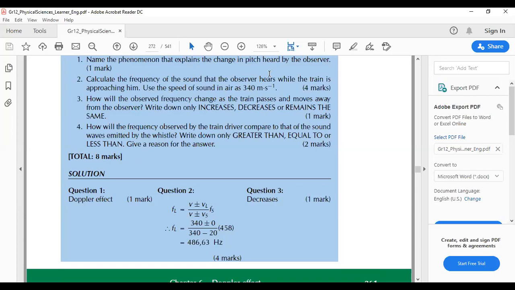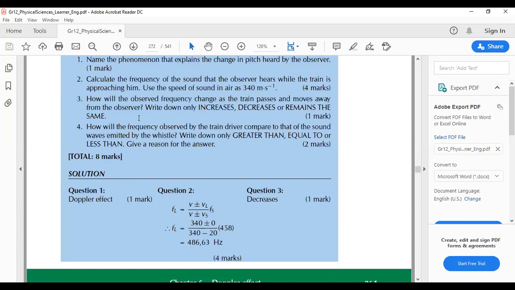So number two, calculate the frequency of the sound that the observer hears while the train is approaching him. Use a speed of sound in air. So basically, in this case, we have our 340. The source is 20 meters per second, but the velocity of the listener is 0, and our frequency is 458. So this is what we're going to substitute, and this will be our answer, okay?